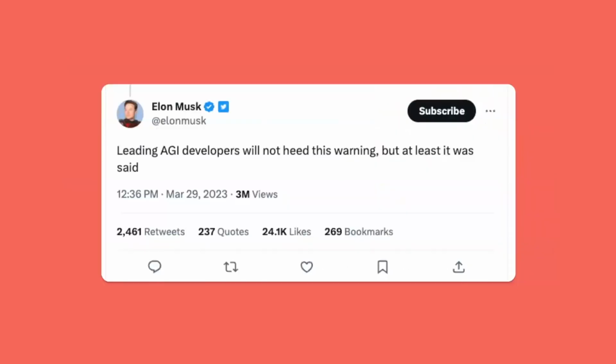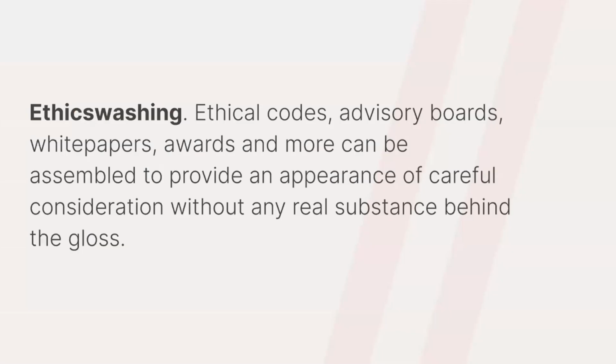Even Elon Musk himself tweeted, "Leading artificial general intelligence developers will not heed this warning." He's referring to the open letter to halt, but at least it was said. This makes me think of something called ethics washing. Ethics washing is where there's a lot of noise being made, but very little improvement or very little signal in the noise. So as designers, this is going to be an interesting space to watch over the next few months to see what, if anything, is accomplished towards enacting regulation that really benefits anyone except the companies who already own and train these models. Remember, AI is controlled by and owned by people, just like any other technology.